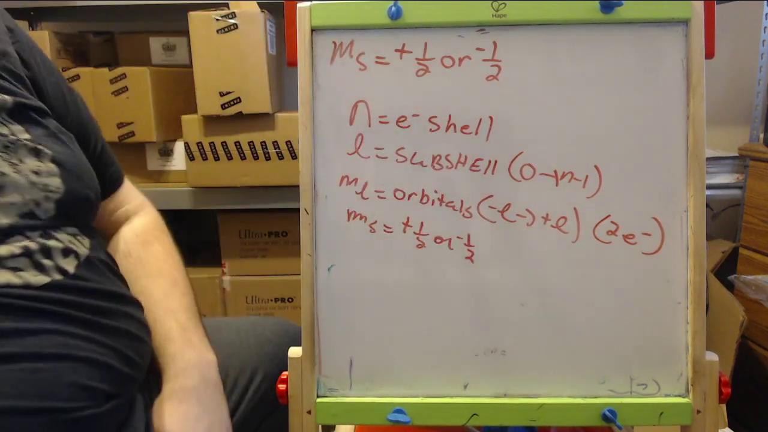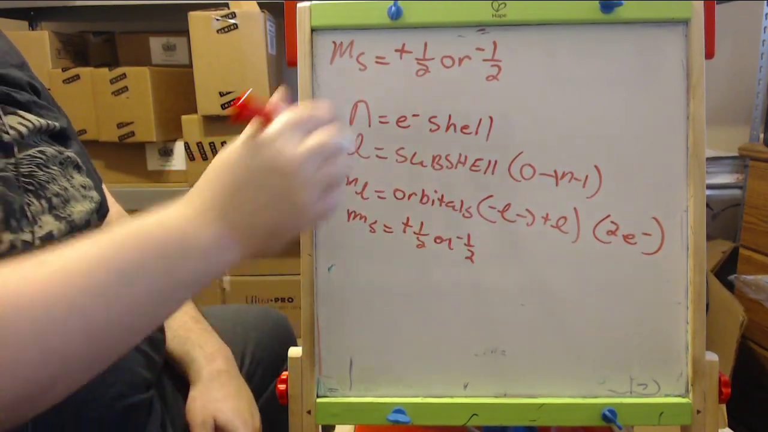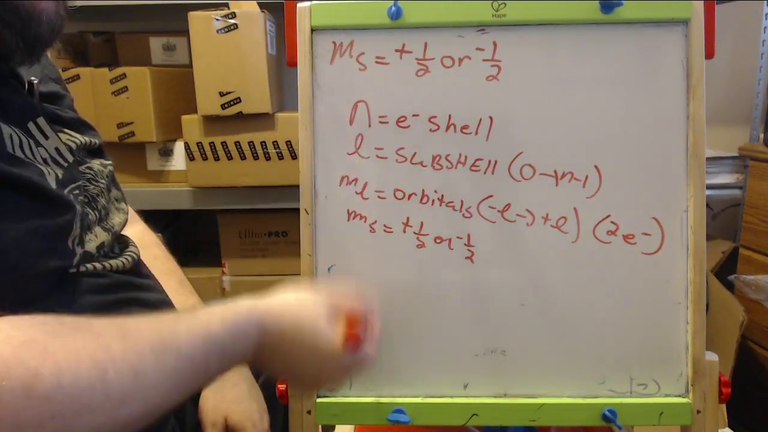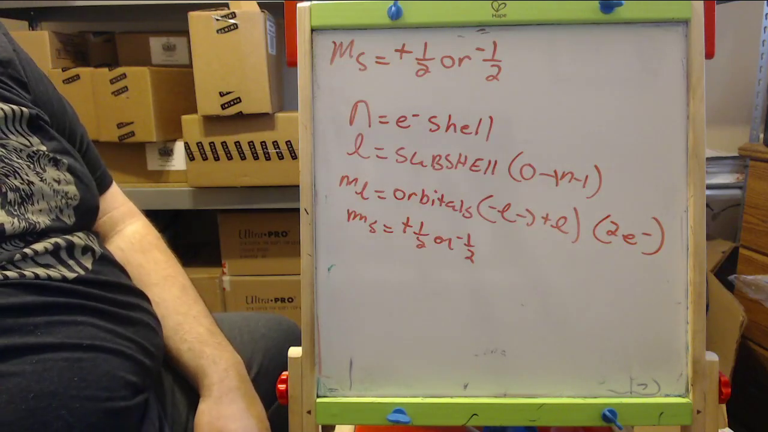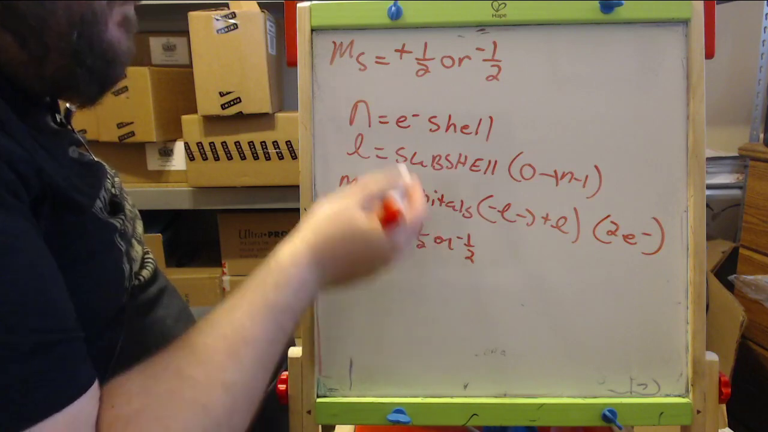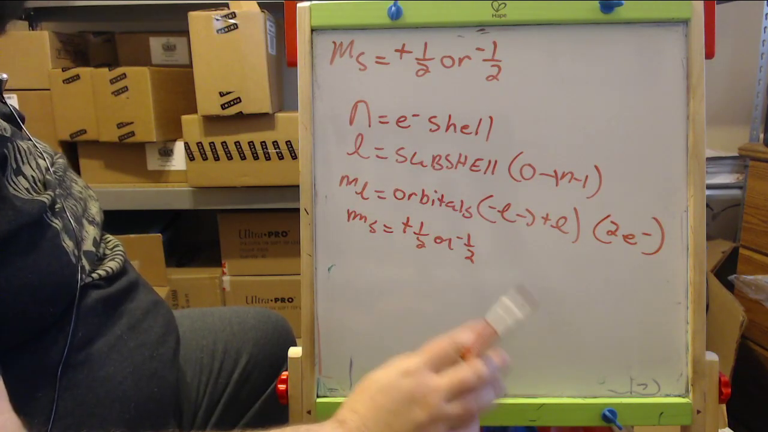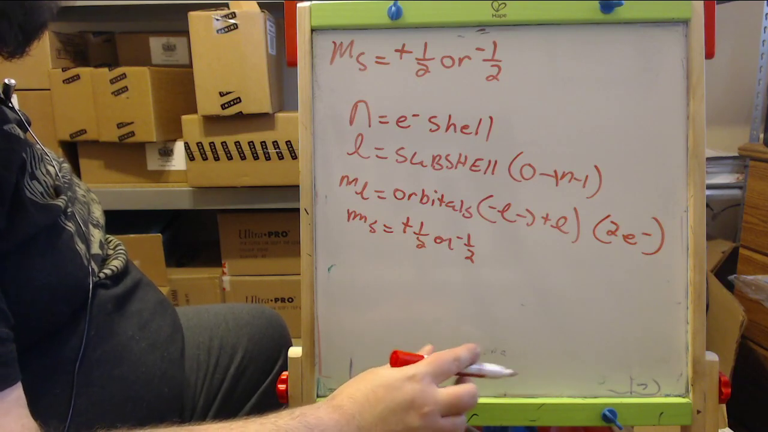Now, the thing about this is there's something called the Pauli exclusion principle, and this is in the slides, further down in the slides, all right? But we can't have the same 4 quantum numbers for an electron. Each electron has to have its own set of 4 quantum numbers.